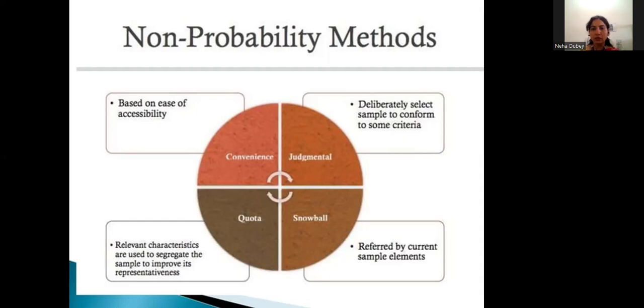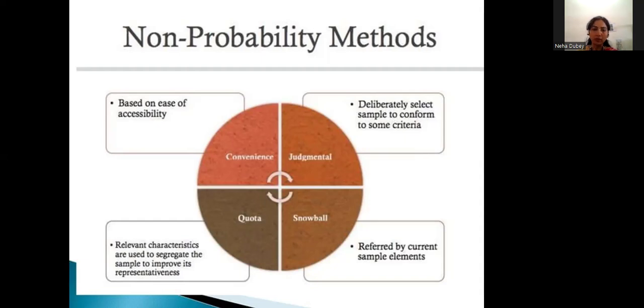Now, judgment: the researcher deliberately selects the sample to conform to some criteria. For certain situations, say there is a policy decision of a company. For this, we take the consent and opinion of the board of directors' members only, not of the employees and the customers. So what is this? Here we can use judgmental sampling.